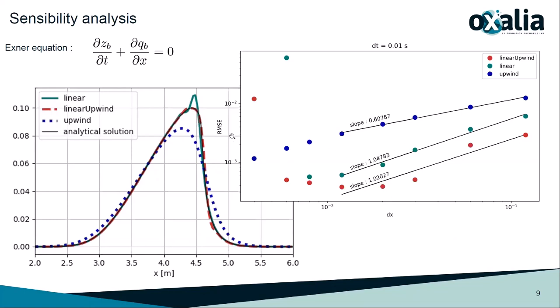And here it's a plot of the root mean square error for the three schemes and for different mesh.